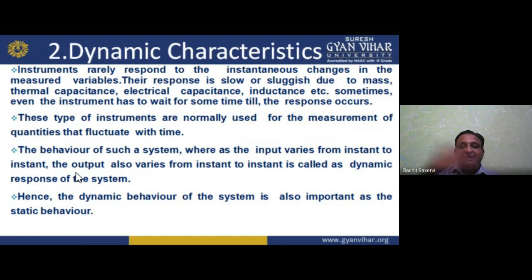So similar to that, we are getting the output very rapidly. That is the dynamic behavior of the system, which is also as important as the static behavior. I hope you understand static characteristic and dynamic characteristic.